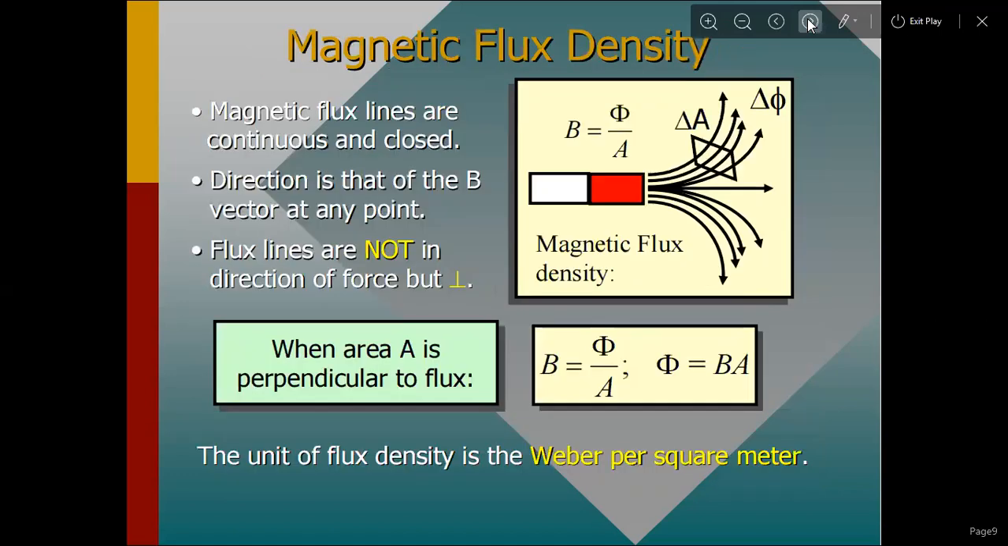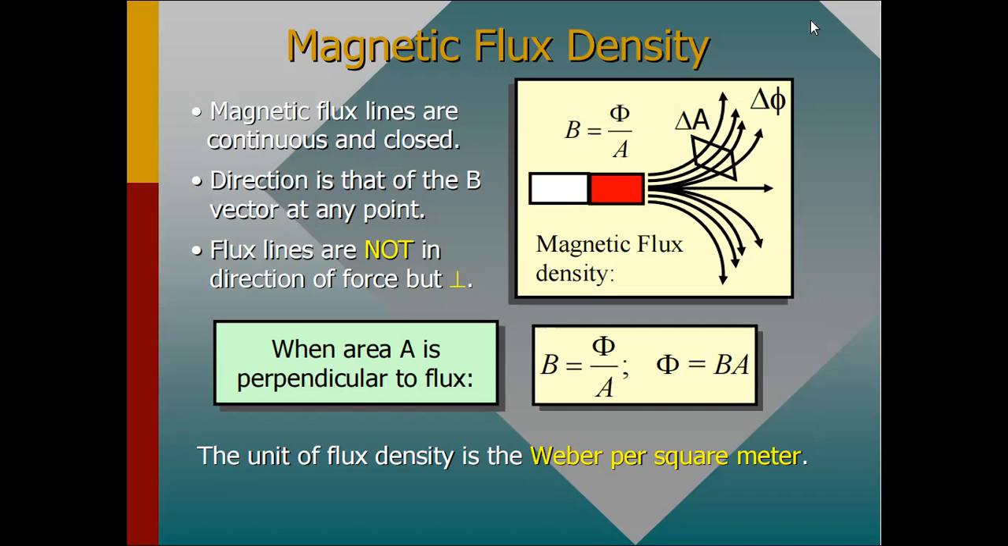Now, magnetic flux density and magnetic flux are continuous and closed lines. These are the magnetic lines of force. The direction is that of the B vector at any point. Flux lines are not in the direction of force but perpendicular to it. We have to remember this. Magnetic flux density is given by B equals phi divided by A, where phi is the magnetic flux per unit area. When area A is perpendicular to the flux, phi equals BA. The unit of flux density is the Weber per square meter.